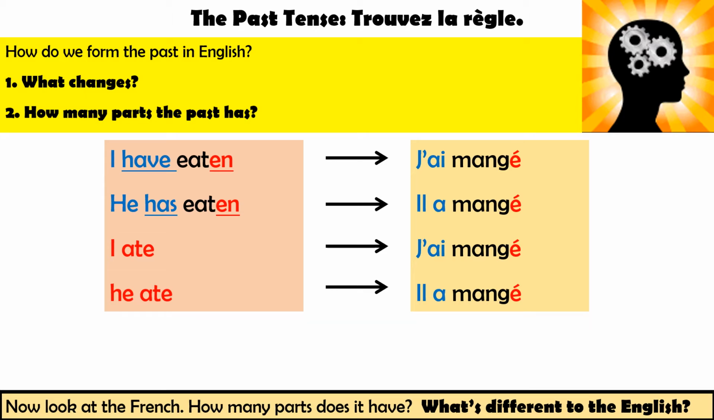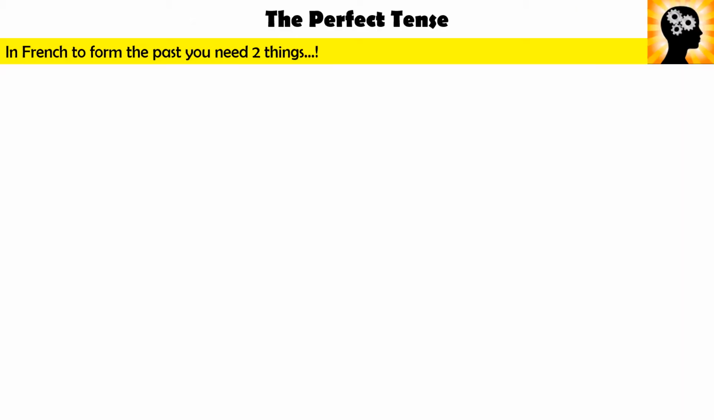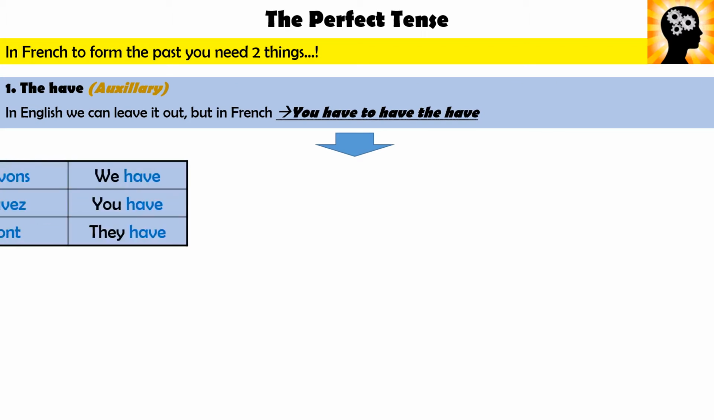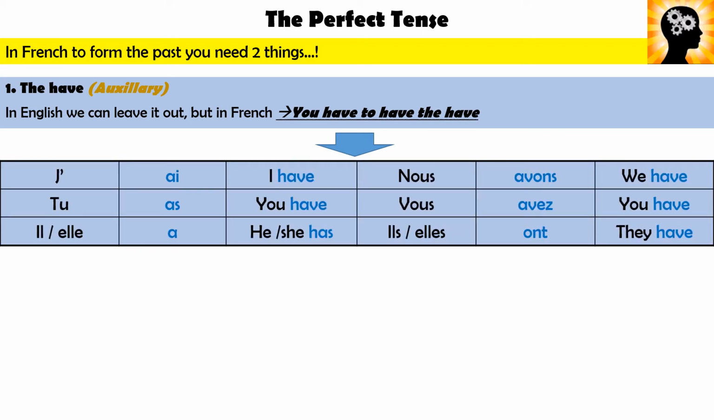So the past tense for me has 2 parts. And here they are. 2 things you need. First off, you have to have. Remember, I played doesn't exist. I watched doesn't exist in French. You have to say, I have played, I have watched. You have to have the have. And here's our verb to have. Avoir. You should know this inside out. It's one of the first verbs you learn in year 7.